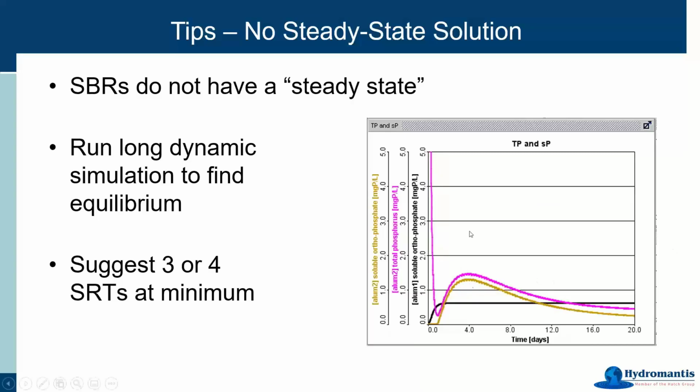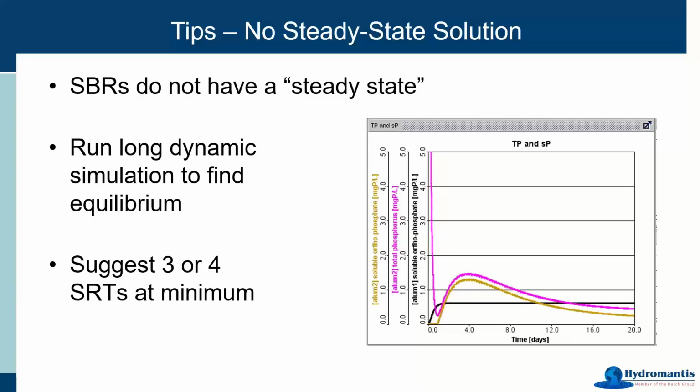You sort of start out and there's a bit of dynamics and everything as it takes some time to come to equilibrium. This is because, of course, SBRs don't really have what I would call a steady state in the same way that a regular flow-through system would have. And it's because it's a batch. It's because there's something always turning on and off.